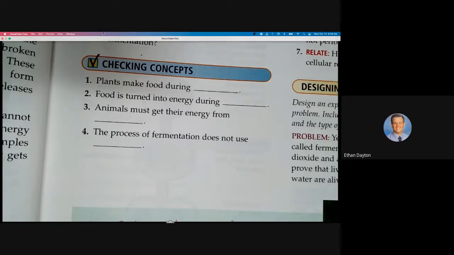Number 3, animals must get their energy from what? Yeah. The food they eat. The food they eat. Animals must get their energy from the food they eat. That's number 3. One more time. Animals must get their energy from the food they eat, or food.